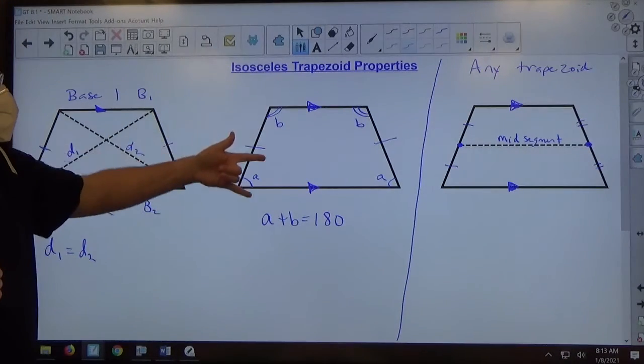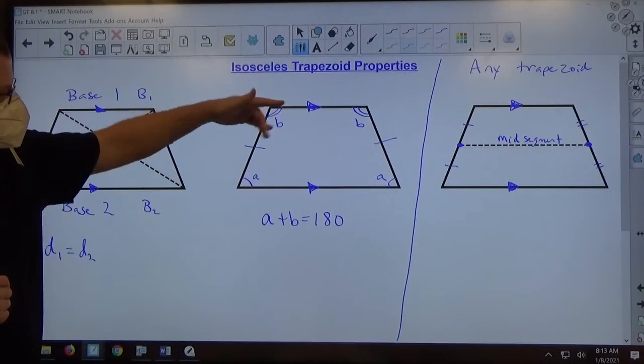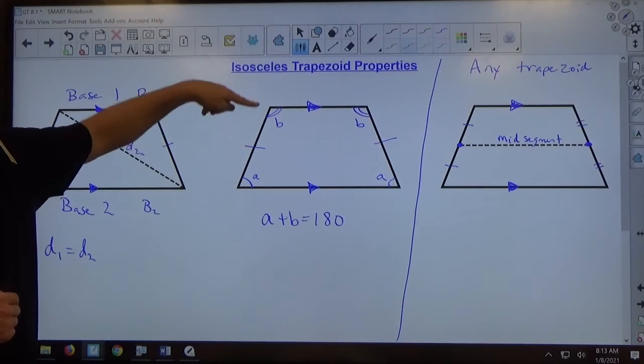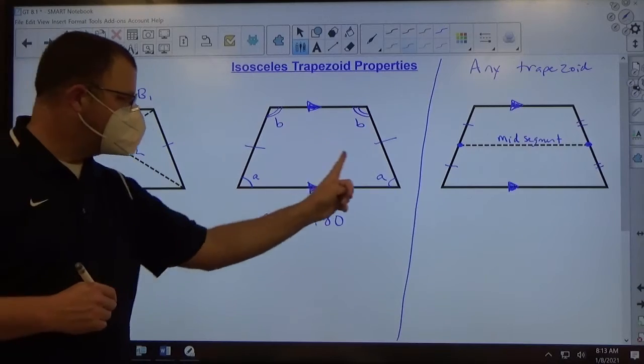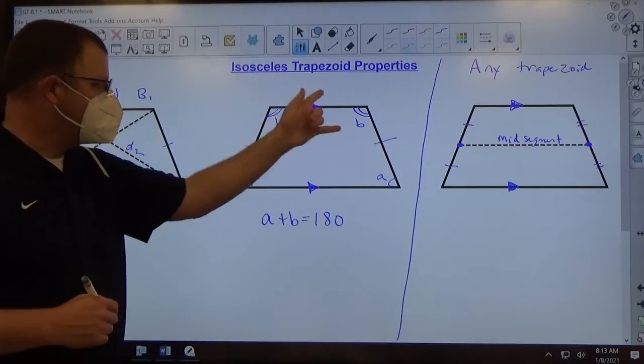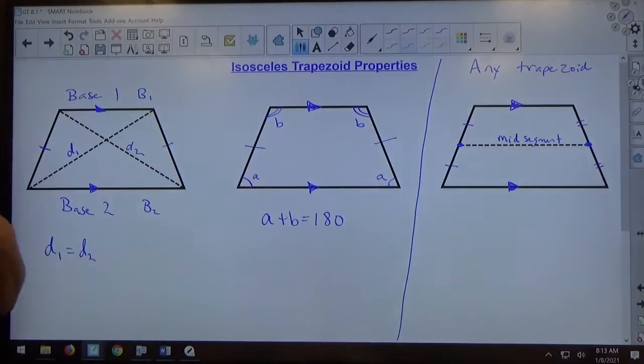And that has to do with the parallel lines here. These are parallel lines. This is a transversal. These are consecutive interior angles. They should be supplementary, right? So these are the same measure. These are the same measure. These add up to 180. These add up to 180. So again, you see an isosceles trapezoid, you immediately know that all this stuff is true.